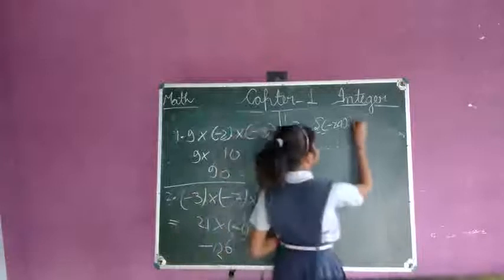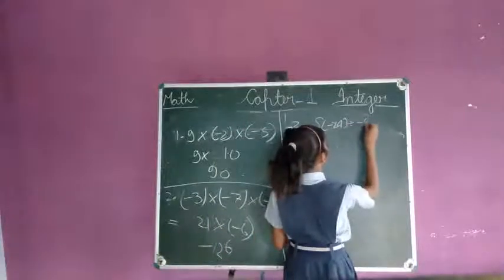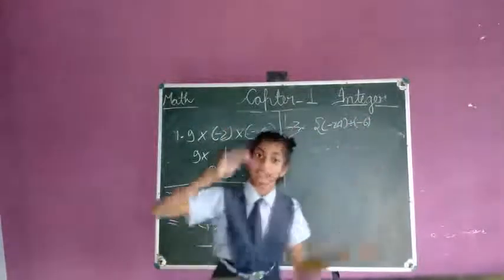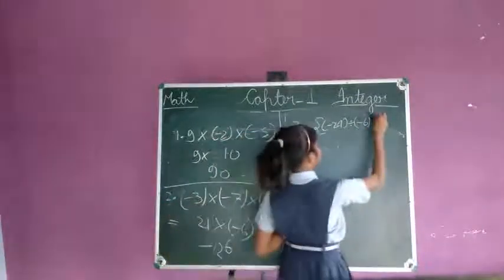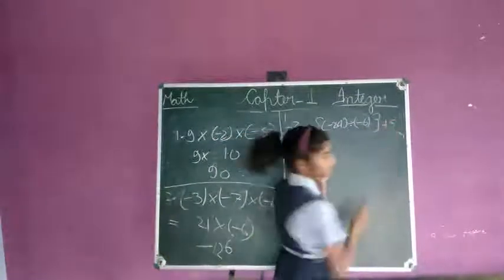divided by minus 6 in bracket and then plus 5. First bracket closed, then plus 5. Okay.